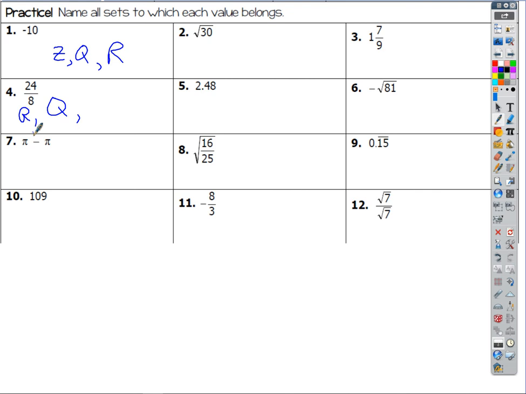How about, we'll go the other direction this time. I, okay, it doesn't look like I, but if I simplify it, it is, right? 24/8 is 3. If it's I, it's also W. And N. There you go, okay.